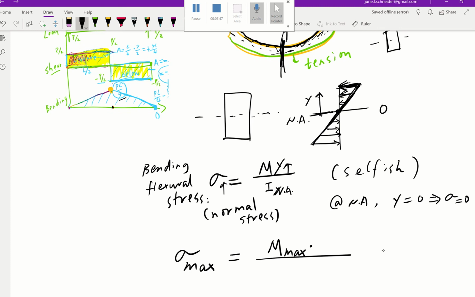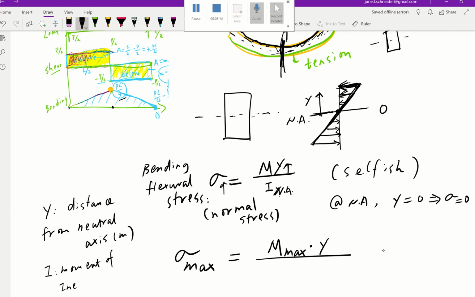And then times y. Y is how far above. Make a note: y is the distance from the neutral axis, and that's going to have a unit of meters or inches, right? And I is the moment of inertia at the neutral axis, and that will have a unit of meter to the power 4.